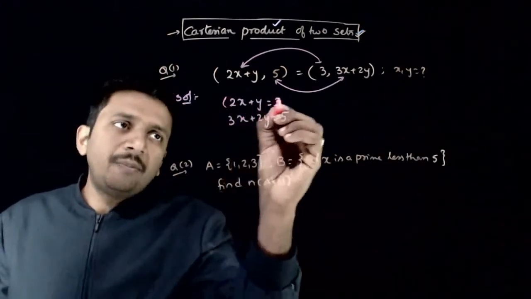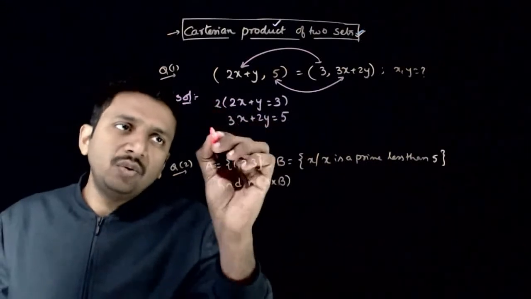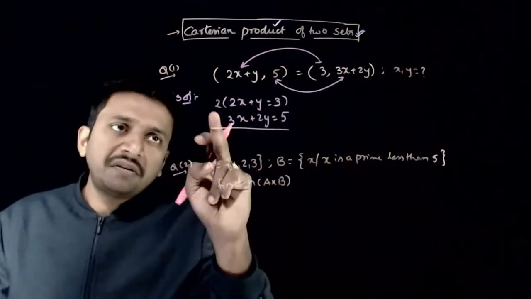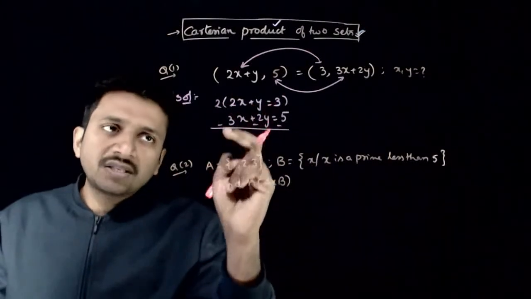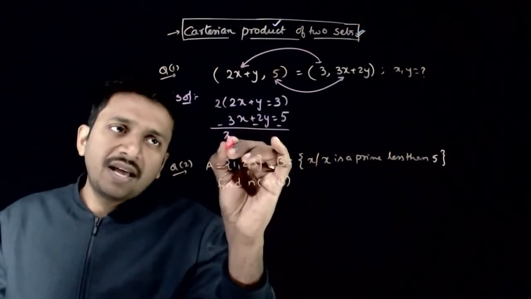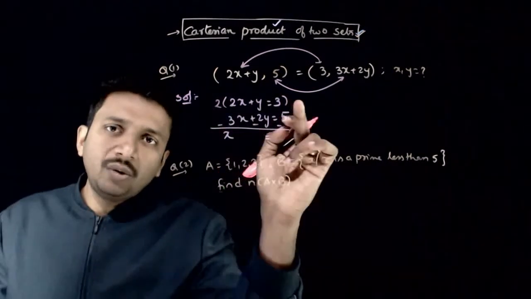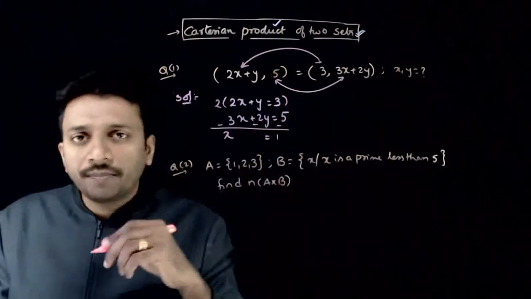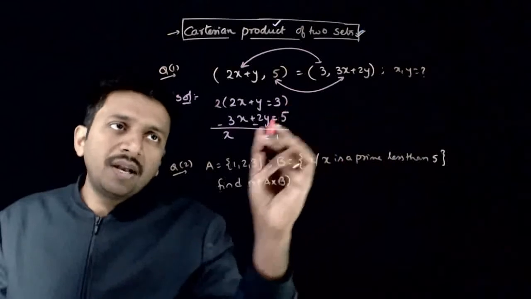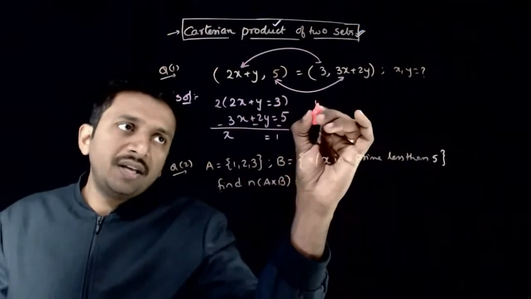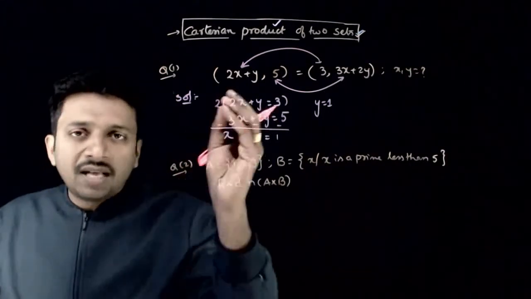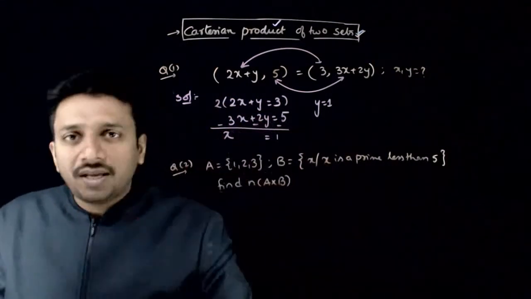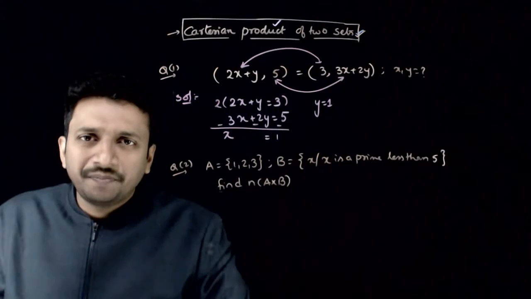So let us multiply the first equation with 2 and let me subtract one from the other. 2y and minus 2y gets cancelled. 4x minus 3x is x, which is equal to 3 into 2, 6, minus 5, is 1. So x is equal to 1, and if you put x is equal to 1 here, y has to be equal to 1. So the answer to this question is x is equal to 1 and y is equal to 1. A very simple question.